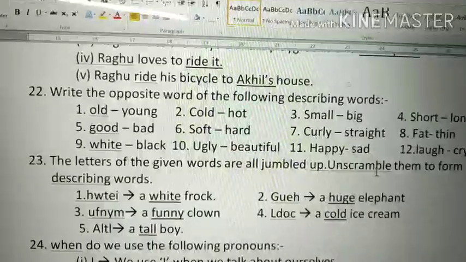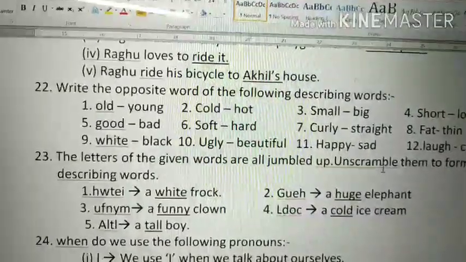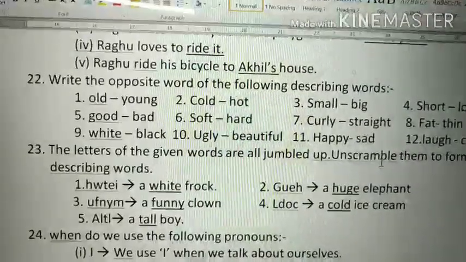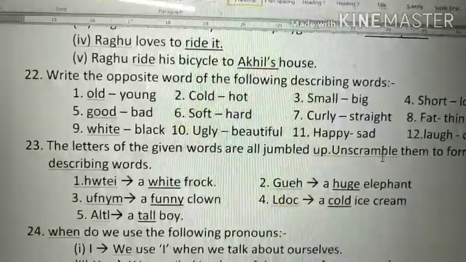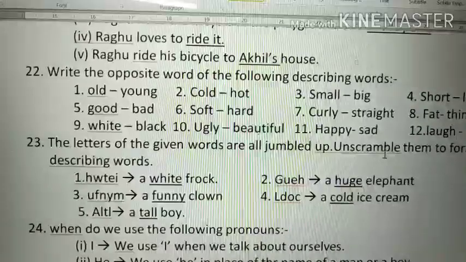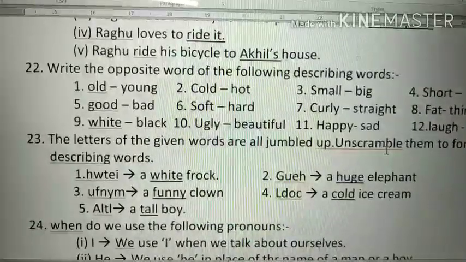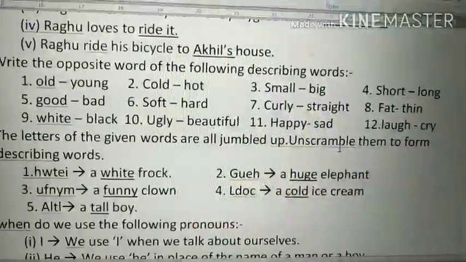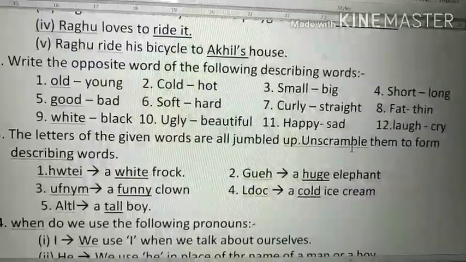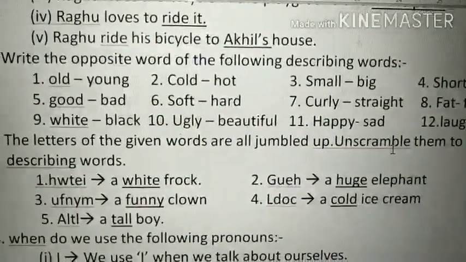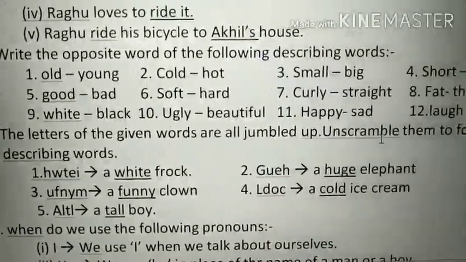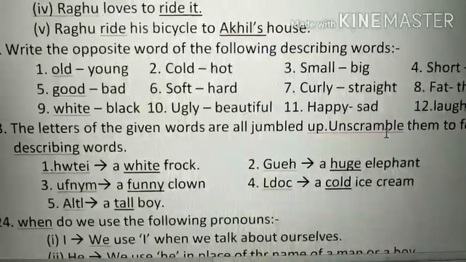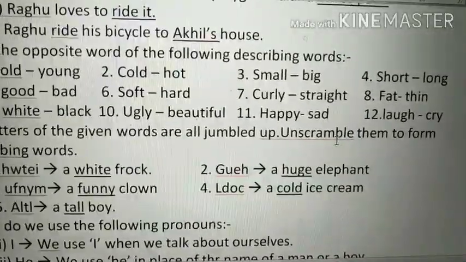Write the opposite words of the following describing words: one, all, young; two, hot, call, hot; three, small, big; four, short, long; five, good, bad; sharp, hard, curly, straight; fat, thin; white, black; ugly, beautiful; happy, sad; love, cry.